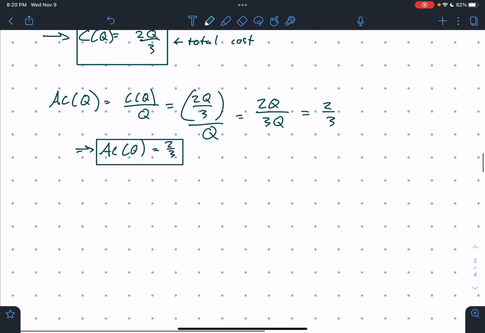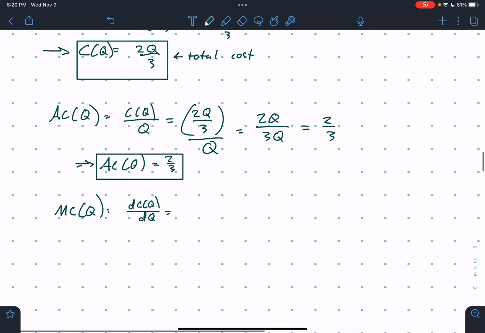Finally, we want to find the marginal cost. The marginal cost is just the derivative of C of Q with respect to Q. It's the cost of an additional unit of production. So we see here that the derivative of cost with respect to Q is also going to be 2/3. So the marginal cost is just 2/3.